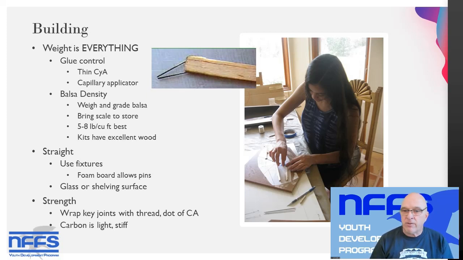I like carbon for the wing leading edge and trailing edge. We kind of pioneered that. Most of the high-end kit makers are now offering carbon. It's lightweight, it's stiff, it is heavier than balsa, but it won't change with moisture in the air.